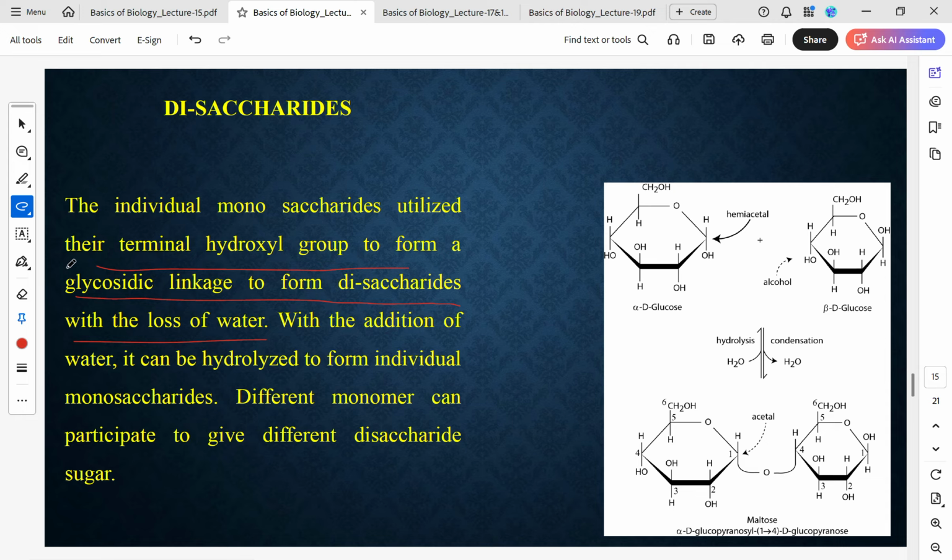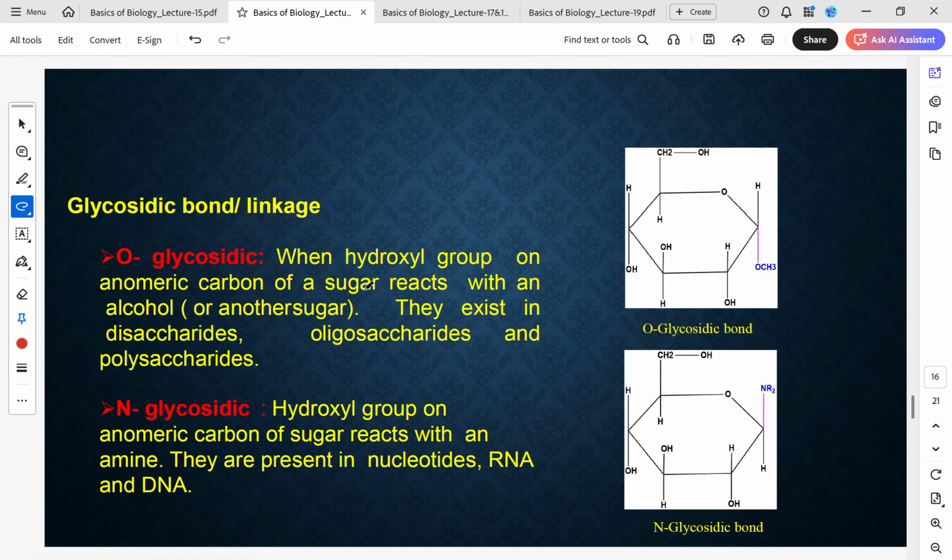And different kinds of monomers can participate to give different kinds of disaccharide sugars. The glycosidic bond can be of two types: O-glycosidic bond and N-glycosidic bond. An O-glycosidic bond happens when the hydroxyl group on the anomeric carbon of the sugar reacts with an alcohol of another sugar. They exist in disaccharides, oligosaccharides and polysaccharides. N-glycosidic bonds happen when the hydroxyl group on the anomeric carbon of the sugar reacts with an amine, resulting in an NR2 here. They are present in nucleotides, RNA and DNA.